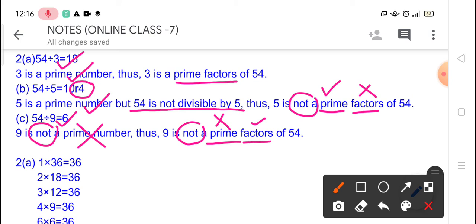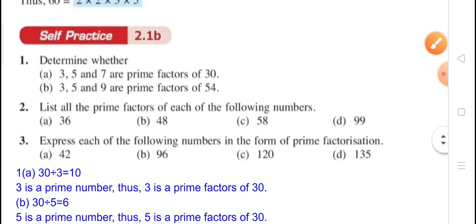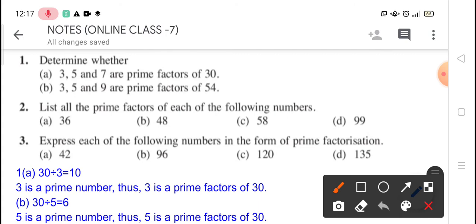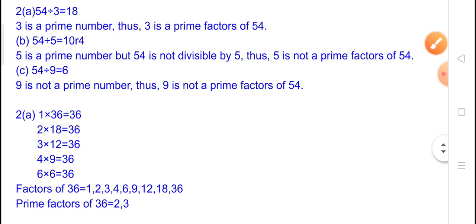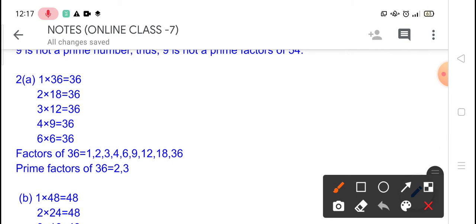Alright, next we continue with question 2. List all the prime factors of each of the following numbers. The keyword is list prime factors. Okay, so we start with 36. We start listing from 1. 1 multiply 36, continue with 2 and so on. From the multiplication here, we are able to list out all the factors of 36.